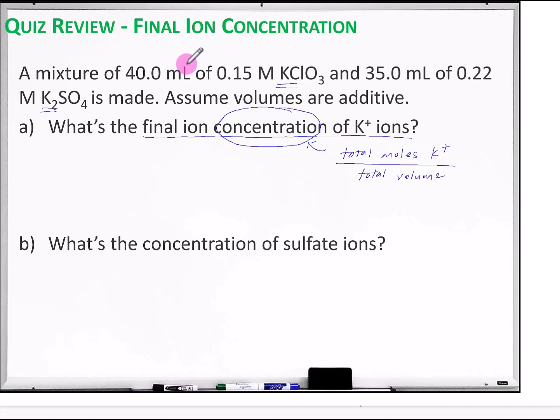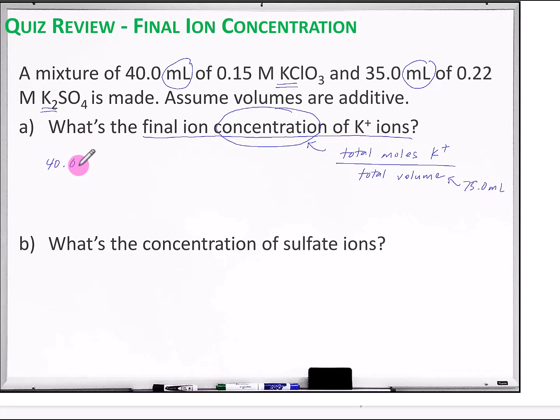If you leave this in milliliters, this in milliliters. The total volume, we can see that it's 75.0 milliliters. So we're good on the denominator. We just have to get the top here, total moles of potassium. So I'm going to leave everything in milliliters in the top, because if I have milliliters in the bottom, it should work out.